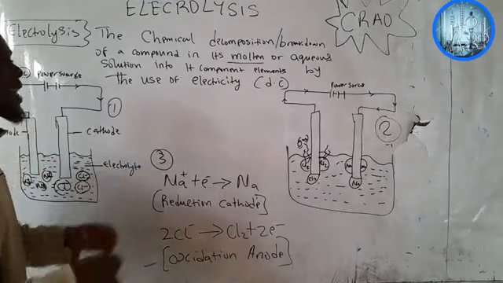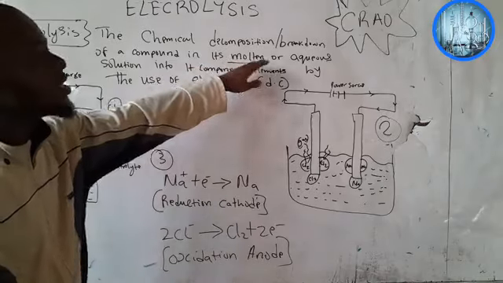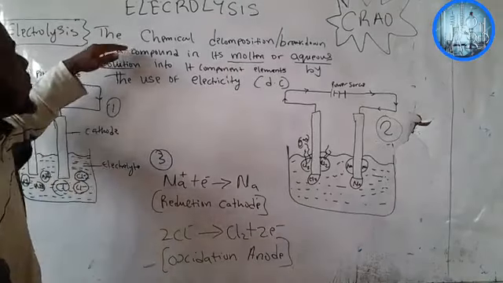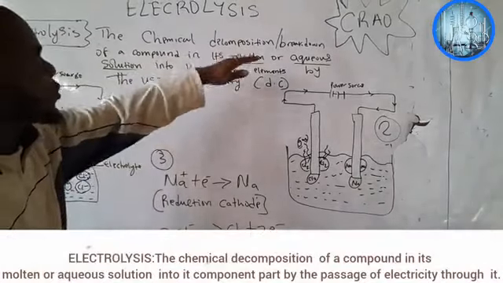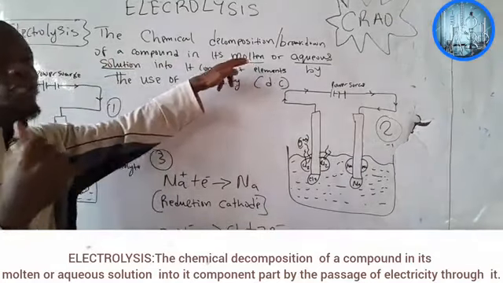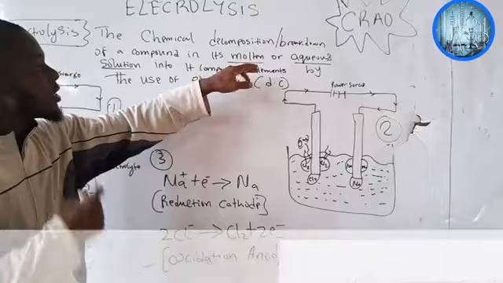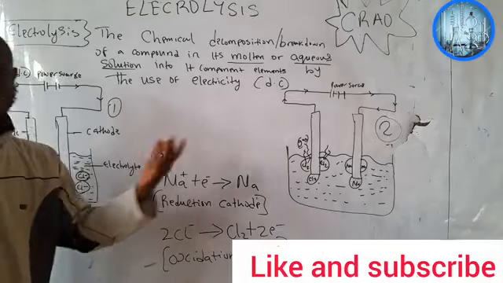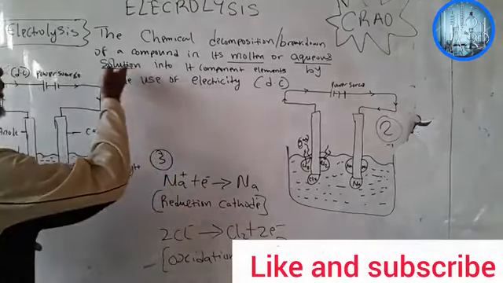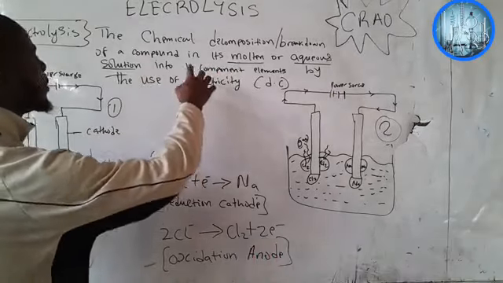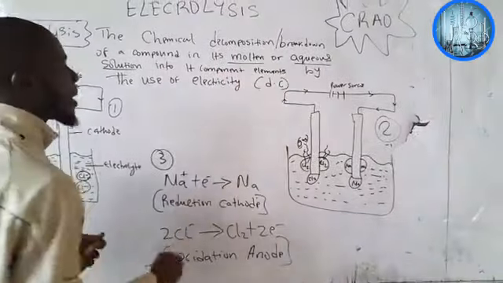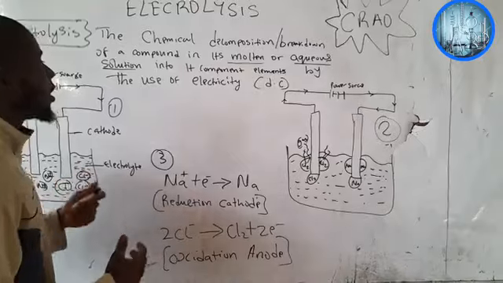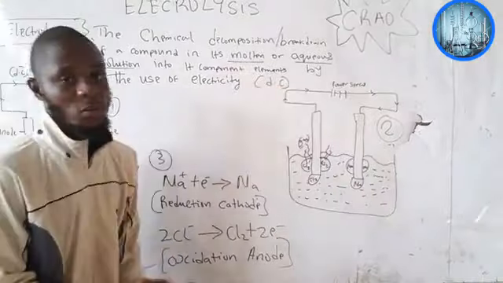You can only do that when such a compound is in its molten state or in aqueous solution. So technically, electrolysis is the chemical decomposition of a compound in its molten state, that means it's melted to red heat, or in aqueous solution, where the compound is dissolved in a solvent, majorly water, into its component parts by the passage of electric current, a direct current to be more precise.